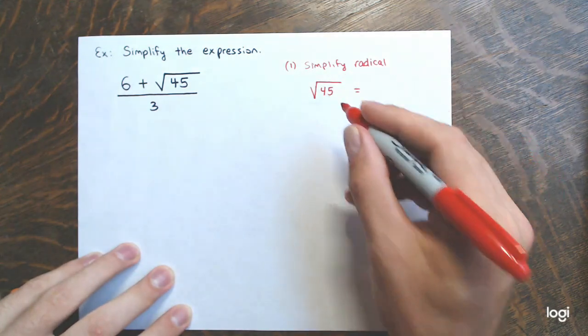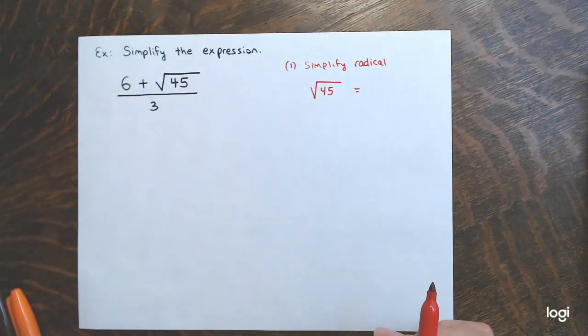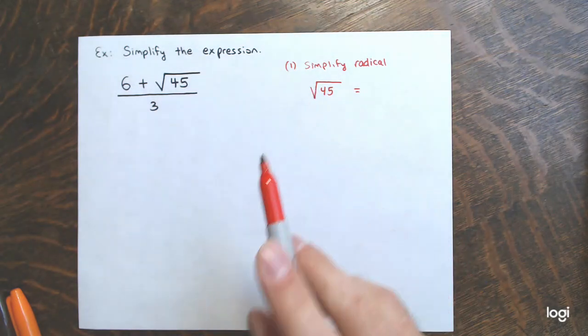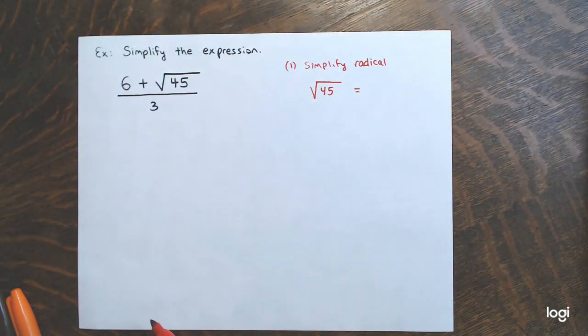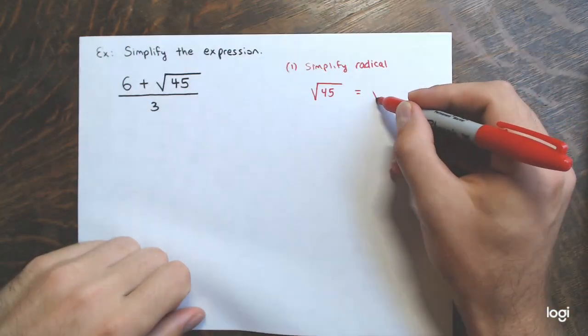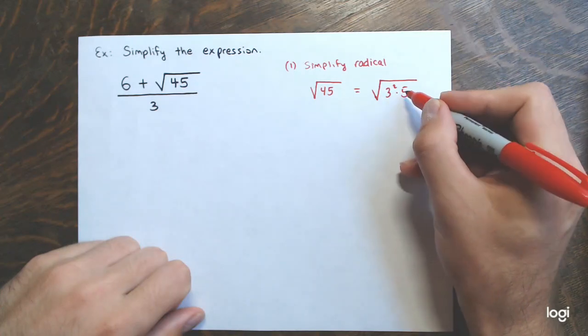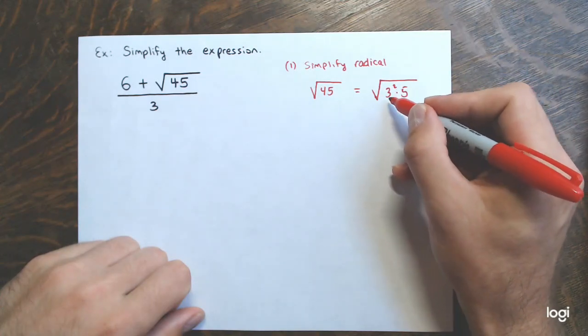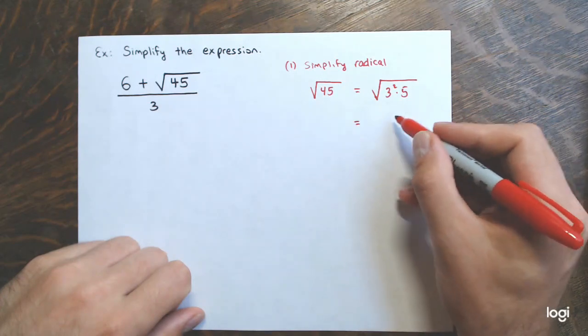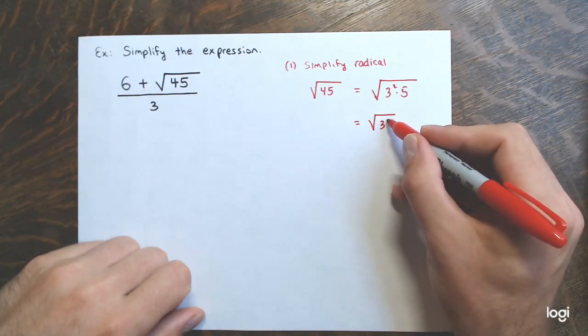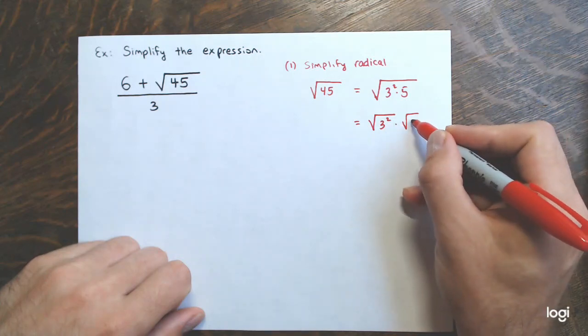All right, so 45 is not that large, right? And this is a square root, so we are looking for perfect squares that go into 45 evenly. You can break down 45 completely, it's actually 3 squared times 5, right? That's the square root of 3 squared times 5, or just say that's 9, the square root of 9 times 5. And then you use that product property, break this up. This is the square root of 3 squared, or the square root of 9, times the square root of 5.